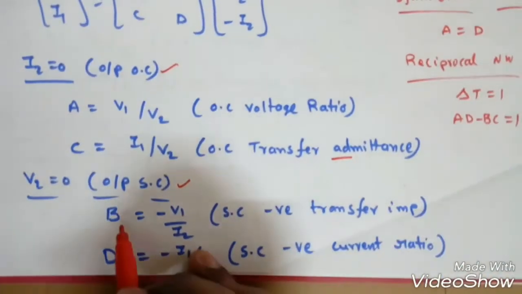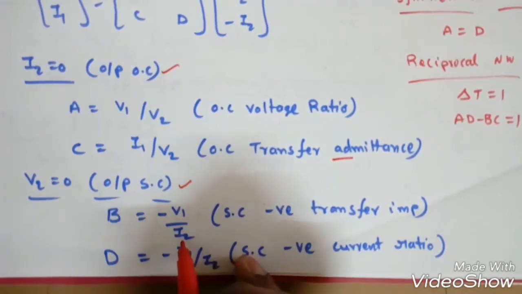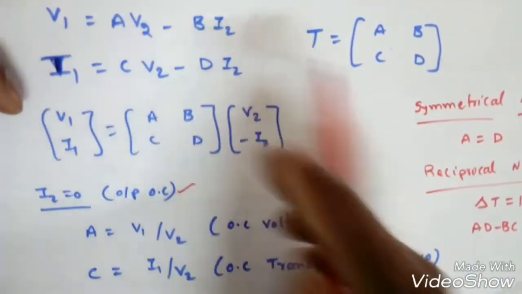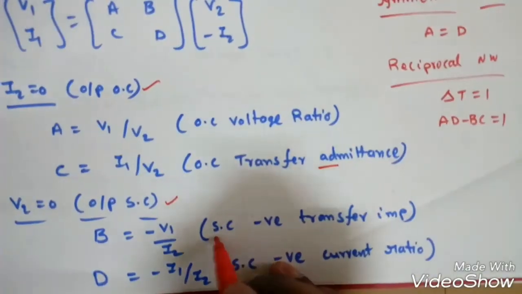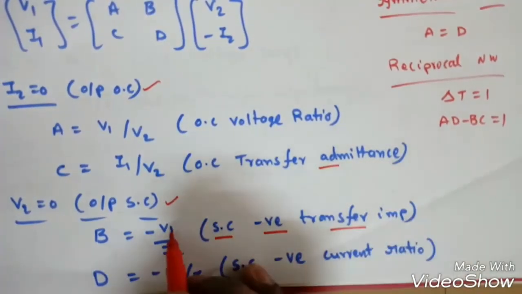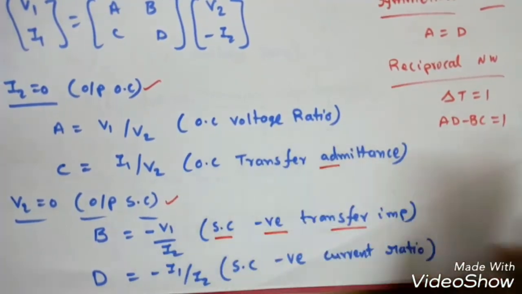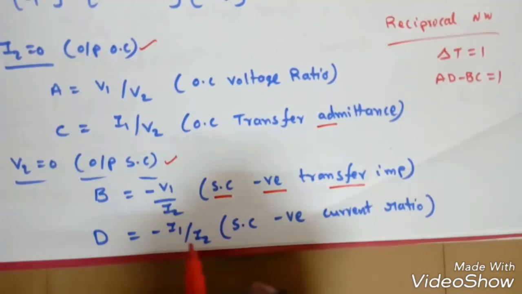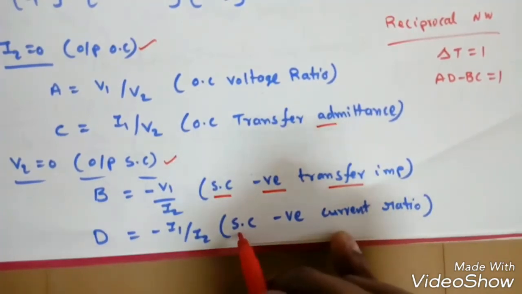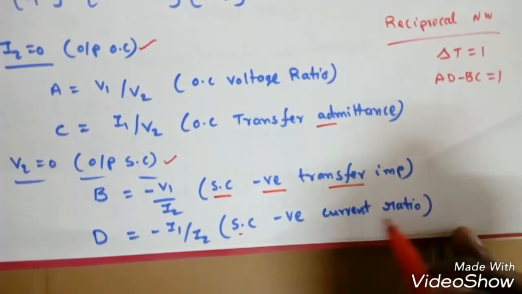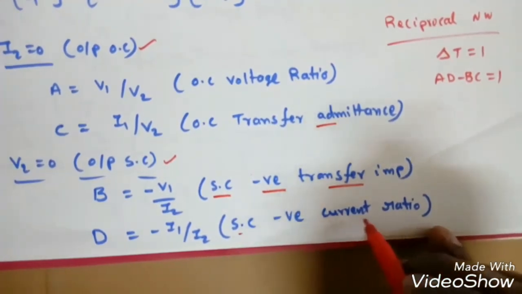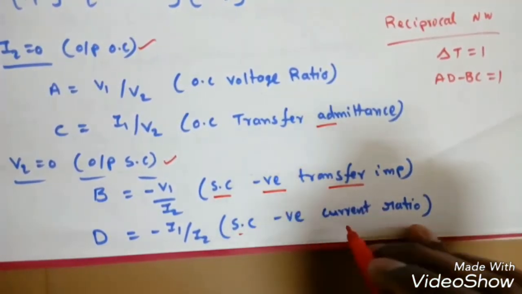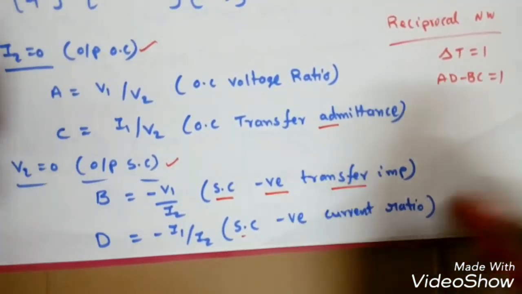So the remaining parameters are B is equal to minus V1 by I2. So that's why it is called short circuit negative transfer impedance. V by I means impedance, so negative transfer impedance. Similarly D is minus I1 by I2. I1 by I2 means gain, but it is negative. So short circuit negative current ratio or reverse current gain. We can also say negative current ratio or negative current gain.